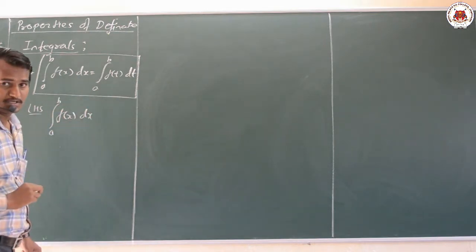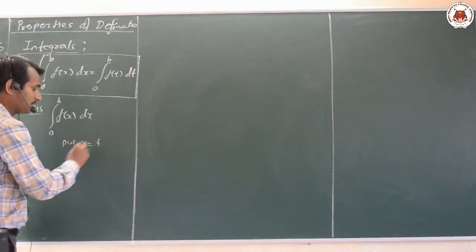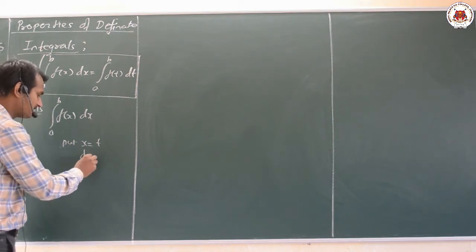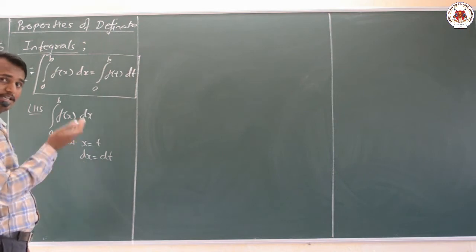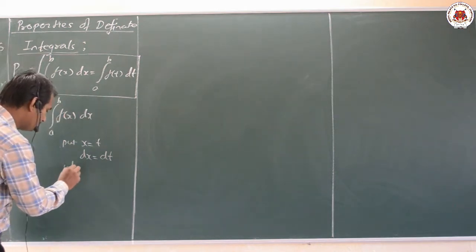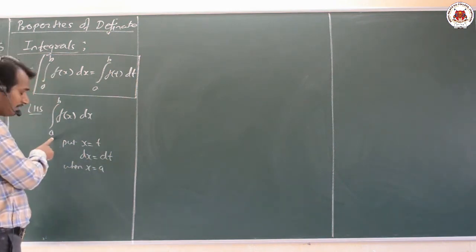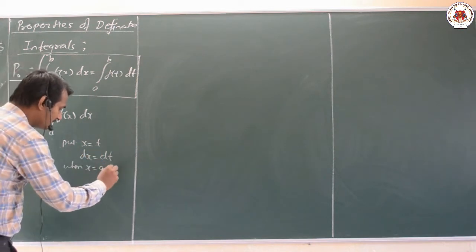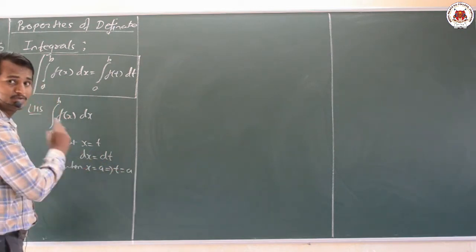I will substitute here. Put x equal to t. What happens here? dx is equal to dt. Now if you are substituting, the limit values also change. That thing you have to keep in mind. That means when x is equal to a, what happens to t here? t is also equal to a. When x equal to a is substituted, the value of t also becomes a.